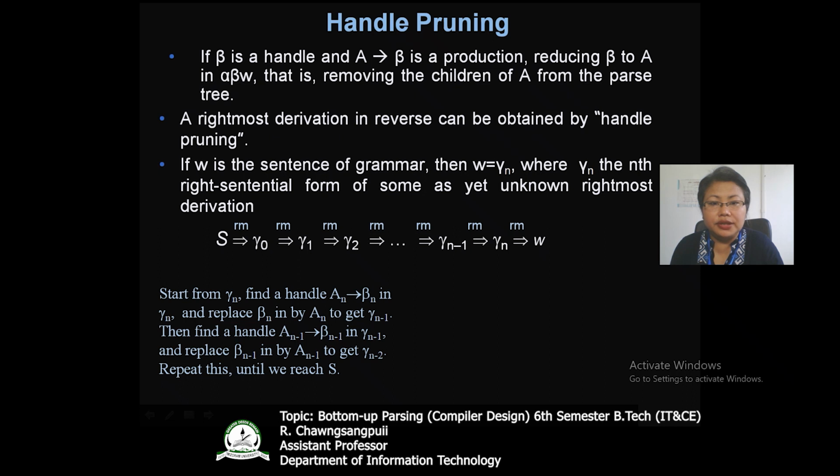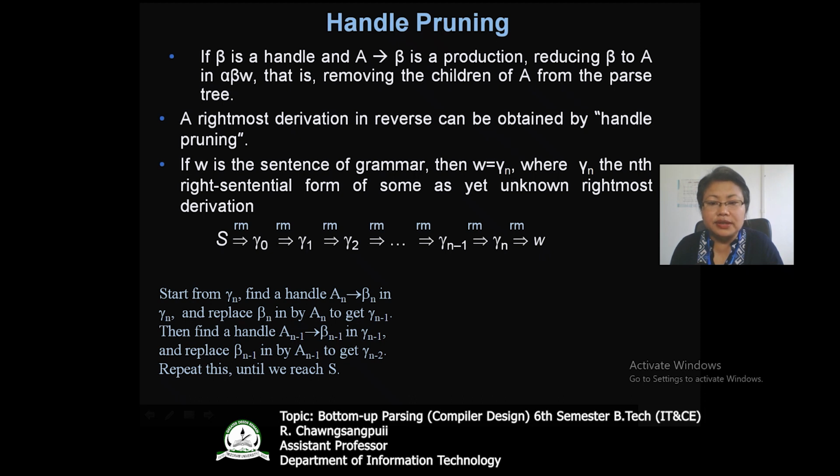Now in general terms, pruning may be to cut away the unwanted parts of a flower or a tree so that they can have a productive growth. Likewise, handle pruning is nothing but to reduce. If beta is a handle and A can have the form beta is a production, reducing beta to A in alpha beta w, that is removing the children of A from the parse tree. So we are going to remove the children of A from the parse tree. The rightmost derivation in reverse can be obtained by using handle pruning.